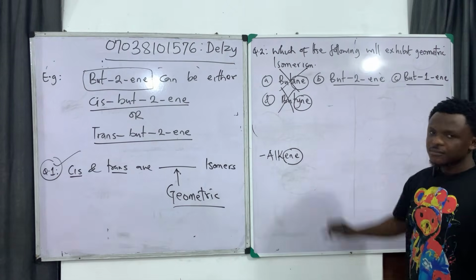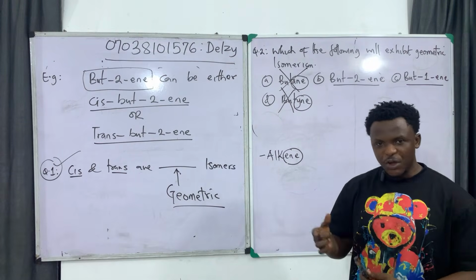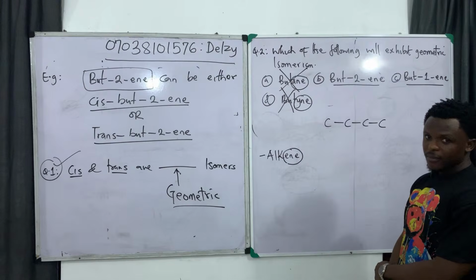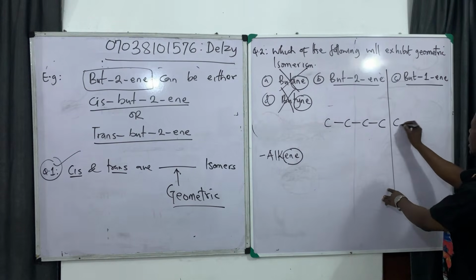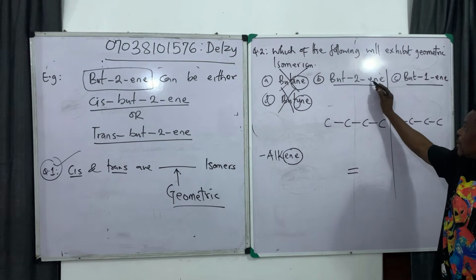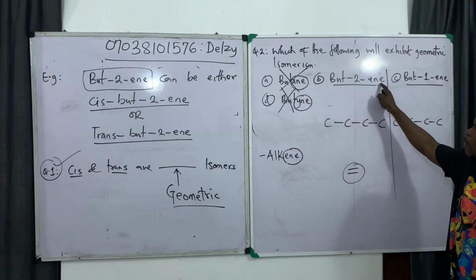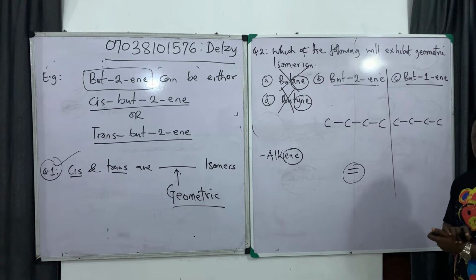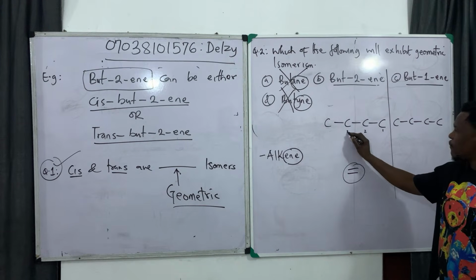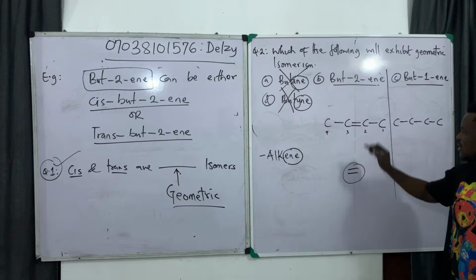Now, but means 4 carbons, from butane. We already did this, but the video is available. But means 4 carbons. 1, 2, 3, 4. So let's also do this guy. 1, 2, 3, 4. Ene means that there is a double bond. Once a compound ends with ENE, it shows that there is a double bond. But the double bond is at position number 2. So 1, 2, 3, 4. You come here, the double bond is at number 2, you put it here.